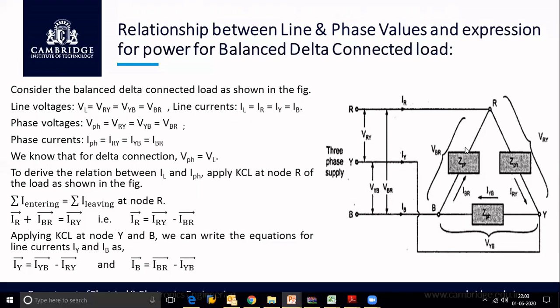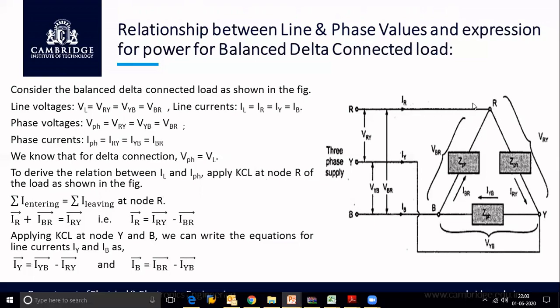Already we have concluded that in delta connection, line voltage is equal to phase voltage, that is VL is equal to V phase. So we need to bring out the relation between line current and phase current in delta connection. For that analysis, let us apply KCL at node R. If you observe the circuit, we have three nodes, that is node R, node Y and node B. Now let us consider node R and apply KCL. KCL says that the sum of the currents entering the node is equal to the sum of the currents leaving the node.